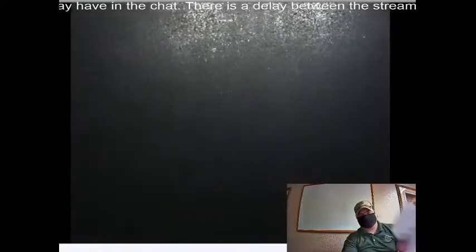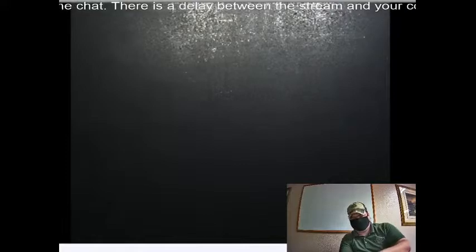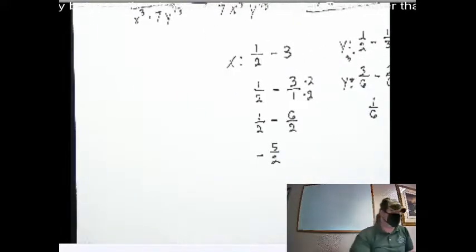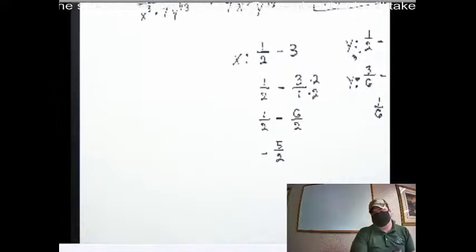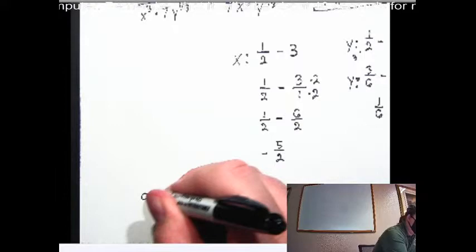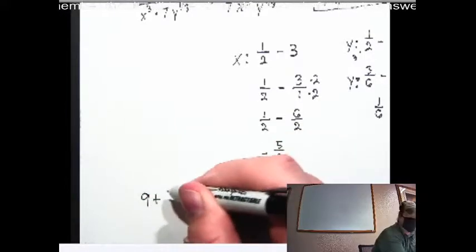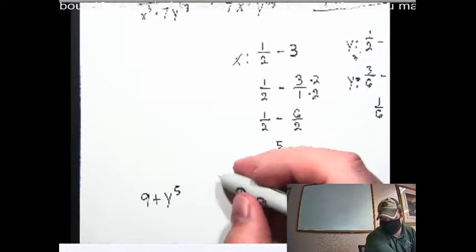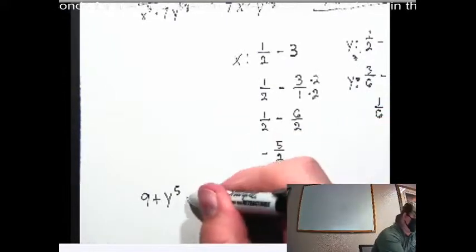Again, I'm going to switch to a different sheet of paper for this next one. So this one says, consider the following polynomial, and gives us 9 plus y to the 5th minus 5y to the 4th.